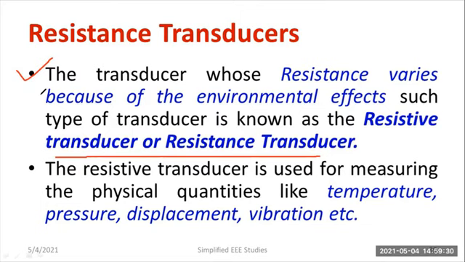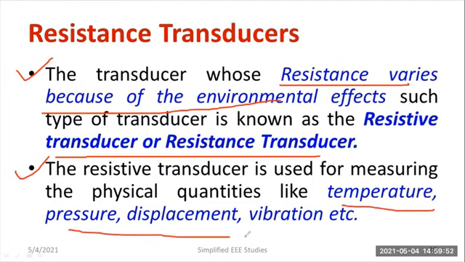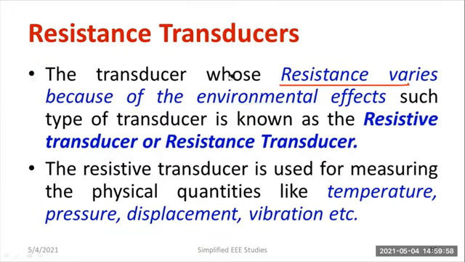Temperature, pressure, etc. are called non-electrical quantities. The output is obtained in terms of resistance, which is an electrical quantity. So a non-electrical quantity is converted into an electrical quantity. The resistive transducer is used to measure temperature, pressure, displacement, vibration, etc. Such quantities can be easily measured by using the principle of resistance.